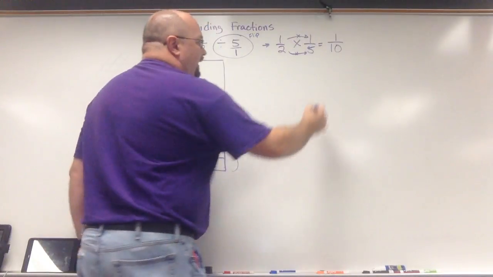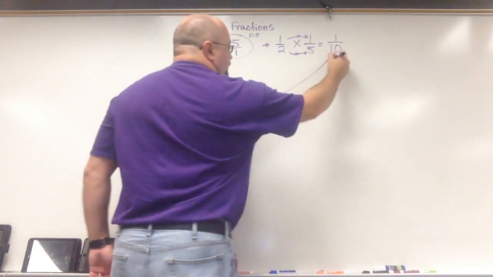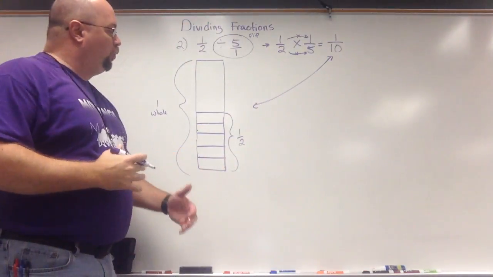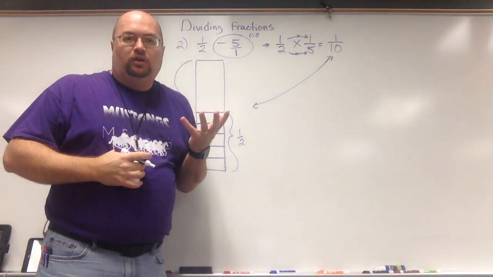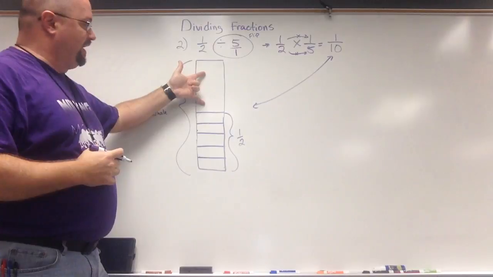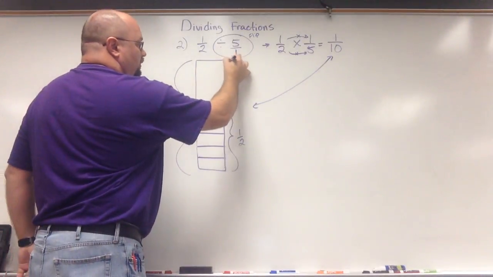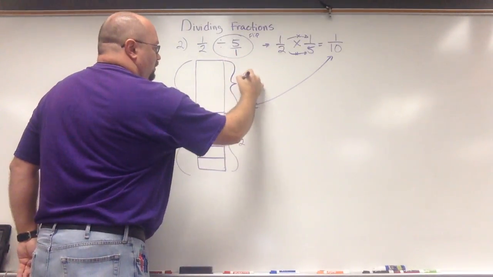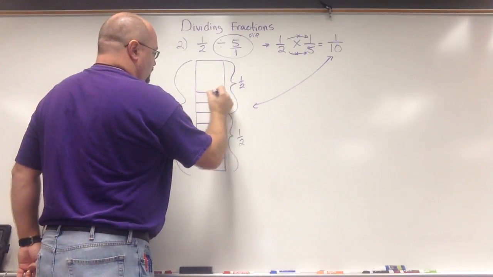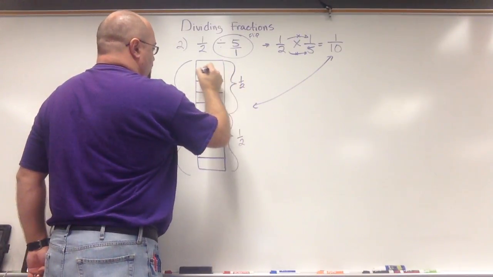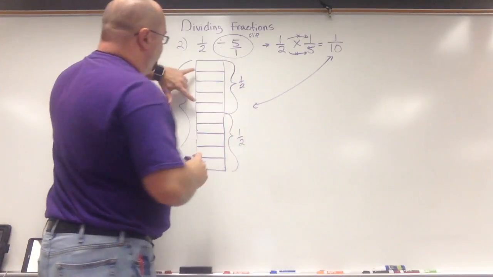Now let's compare what we got with our model to see if it makes sense. 1/10. So each of these pieces are 1/10. Well, I don't know. Well, let's look at our top half for a second. If we separated our top half into fifths, or excuse me, into 5 pieces.